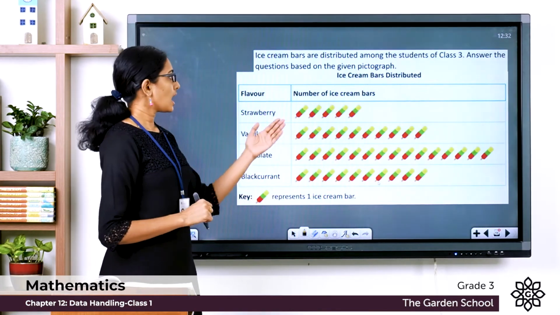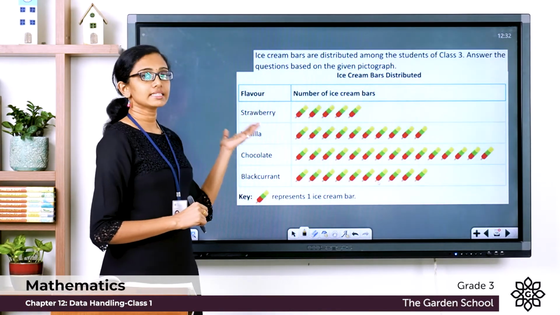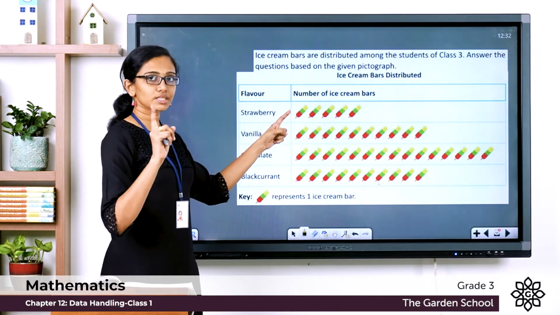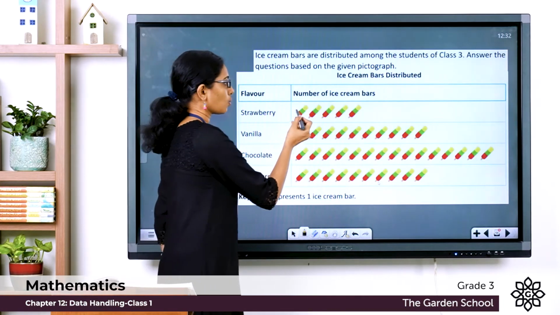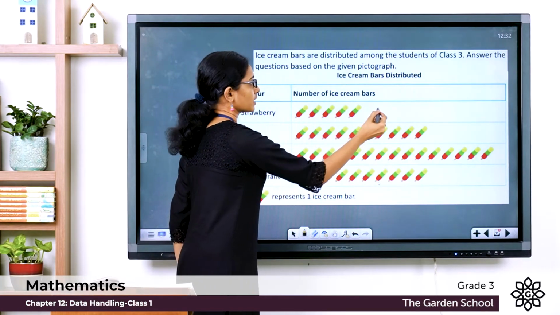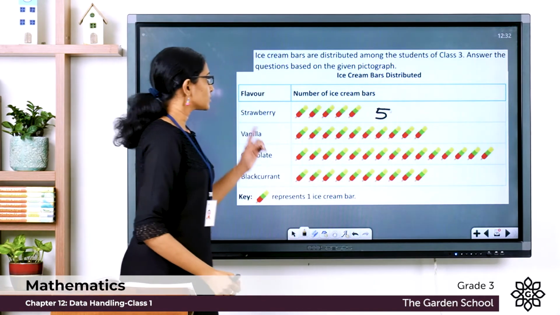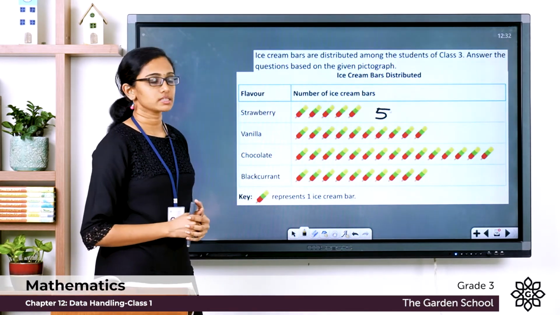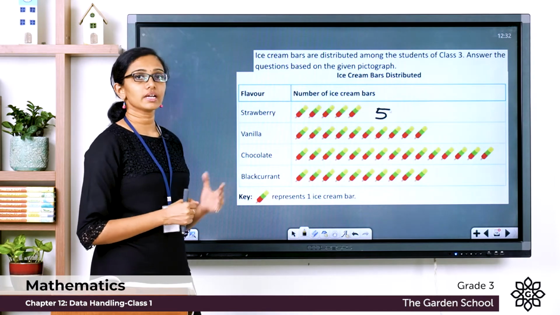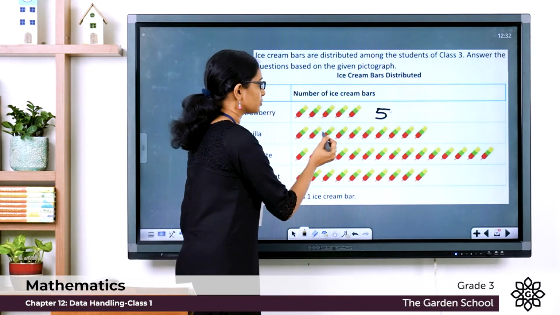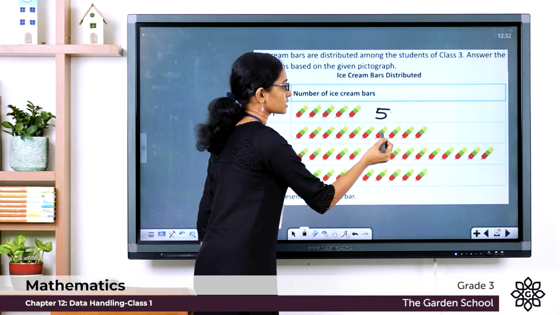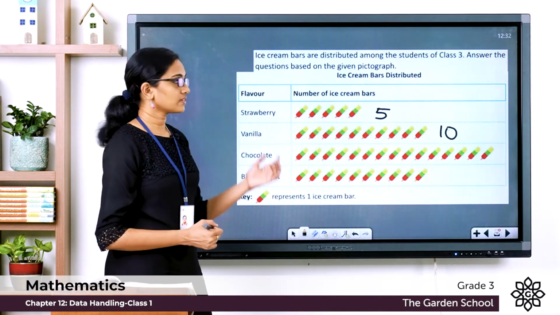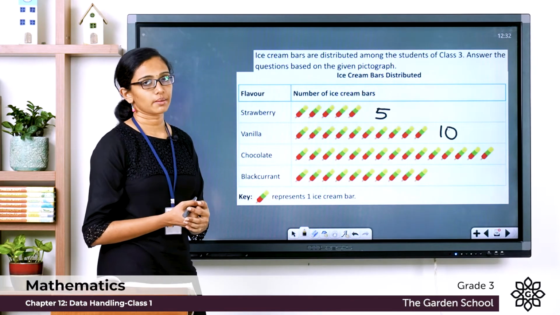So can you say how many strawberry flavored ice cream bars were distributed among the children? See, one symbol represents one ice cream bar. So 1, 2, 3, 4, 5. A total of 5 strawberry flavored ice cream bars were distributed among the students. Now what about vanilla flavored ice cream bars? 1, 2, 3, 4, 5, 6, 7, 8, 9, 10. 10 vanilla flavored ice cream bars were distributed among the children.